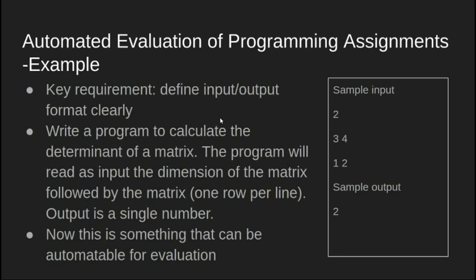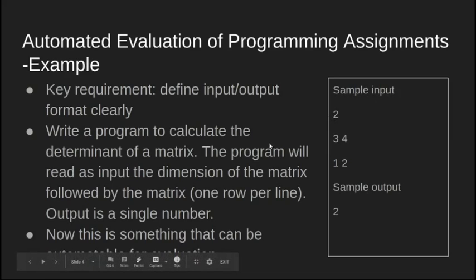For example, this particular example will not be only that write a program to calculate the determinant of a matrix. You have to write this part also, which describes the input and the output as follows. The program will read as input the dimension of the matrix followed by the matrix, one row per line. Output is a single number, and when you write it like this, you should also show an example in your programming question itself. So this is a sample input.